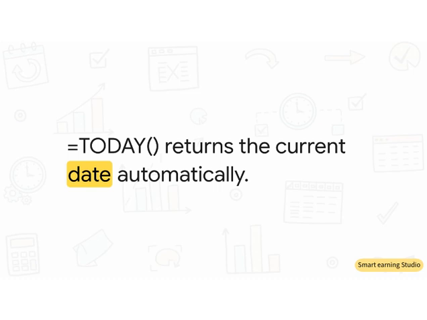But here's the real magic. The result automatically updates every single day. So if you save your spreadsheet today and open it back up next Tuesday, that cell is going to automatically change to next Tuesday's date.